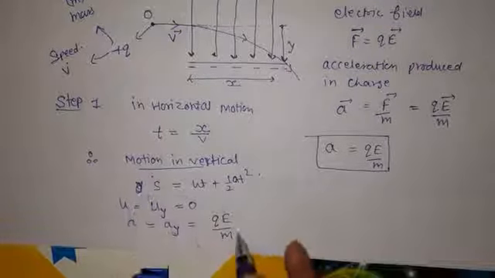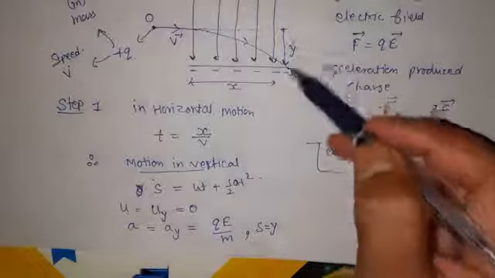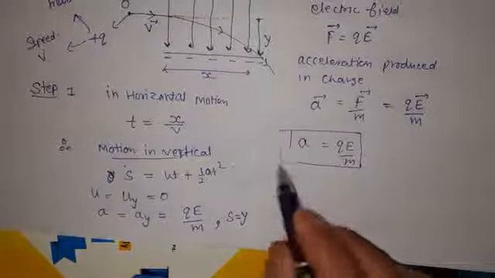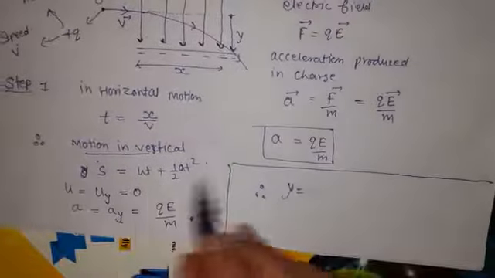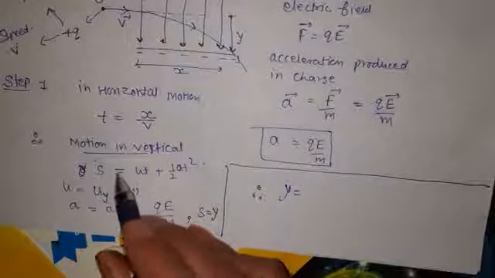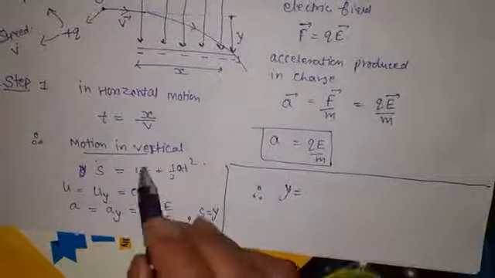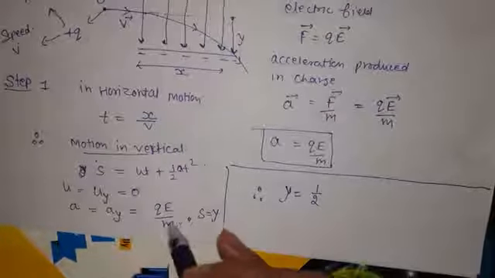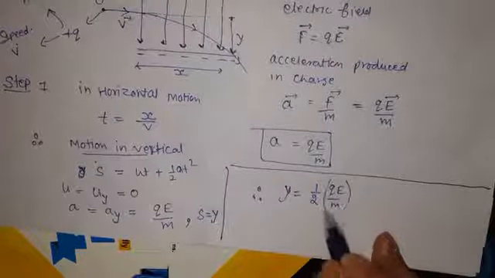And how much is the displacement? The displacement over here is equal to y. This vertical displacement it is making is equal to y. Now what will come over here? We get y displacement equal to ut plus half at square. u is already 0. Initially it was not entering along the vertical axis, it was along the horizontal. Therefore this term is 0. We are left with only 1 by 2 a, and a is qE by m.